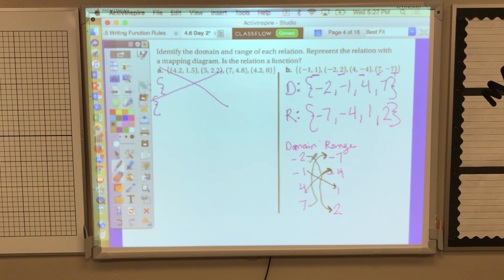So when I look at this, and just to show you, not that you put this on a mapping diagram, use a really light color. Here we have one arrow, here we have one arrow, here we have one arrow, and here we have one arrow. So what that tells me is that this relation is a function, and the reason why is because each input has one output.